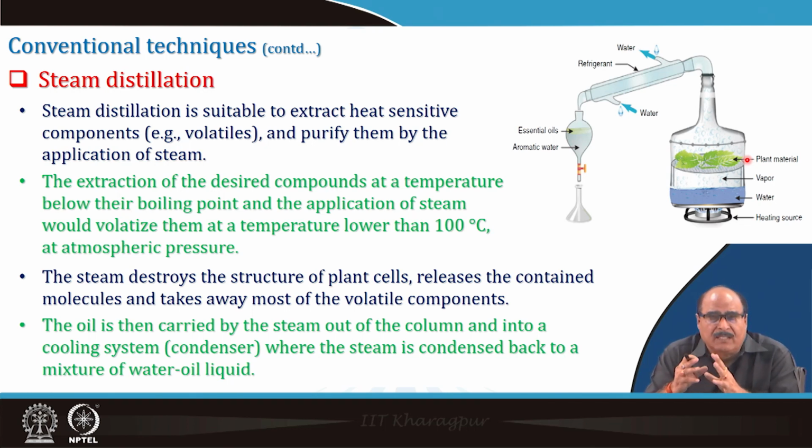The steam destroys the structure of the plant cells, releases the contained molecules and takes away most of the volatile components. The oil is then carried by the steam out of the column into a cooling system, the condenser, where the steam is condensed into a mixture of water and oil liquid.